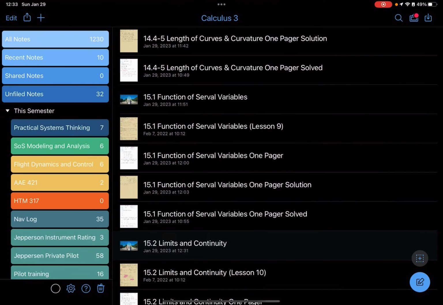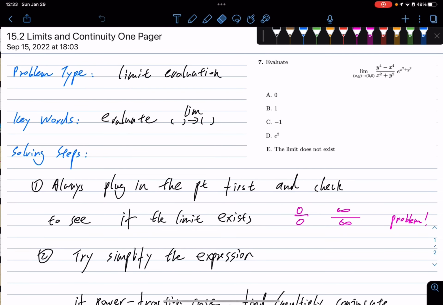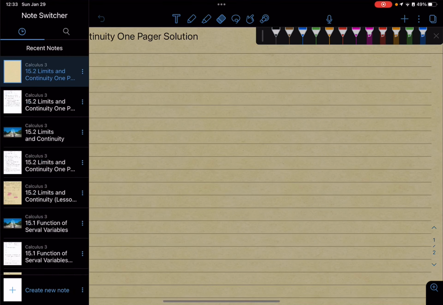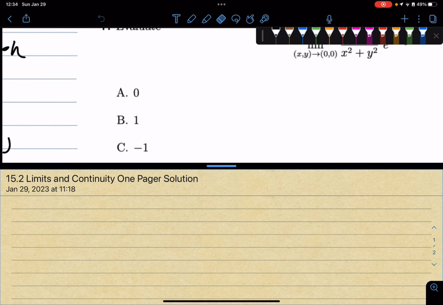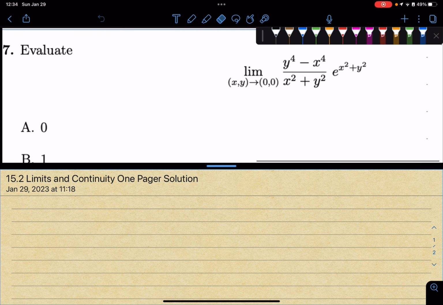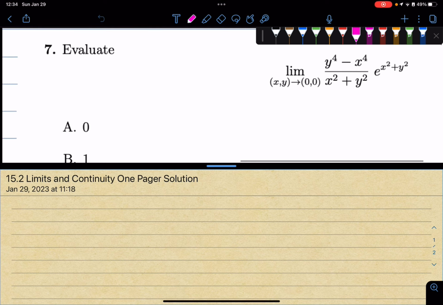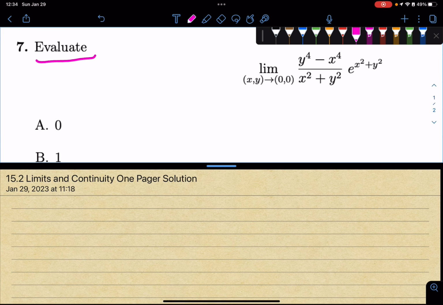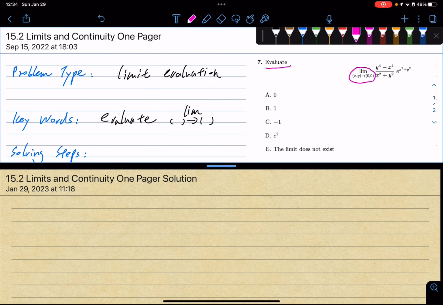So let's go ahead and solve some exam problems, shall we? Let me open these documents and lay them over. The first question that we're going to look at is to evaluate the limit of the function at (0, 0). One giveaway is that the question asks you to evaluate. And the second giveaway is that we have this big limit notation. So this is obviously a limit evaluation problem. The keywords are evaluate and the limit notation.